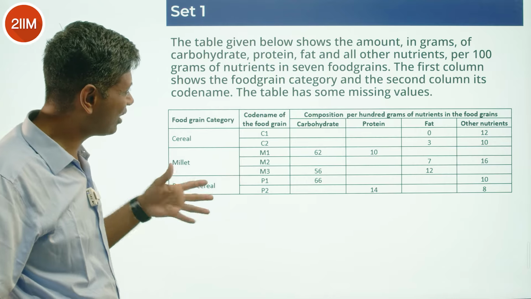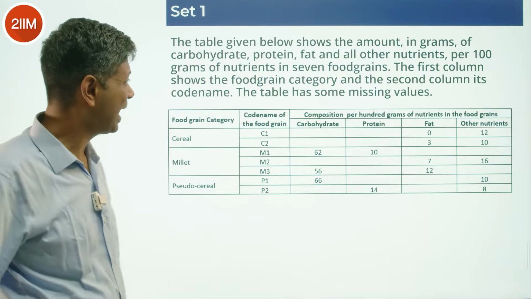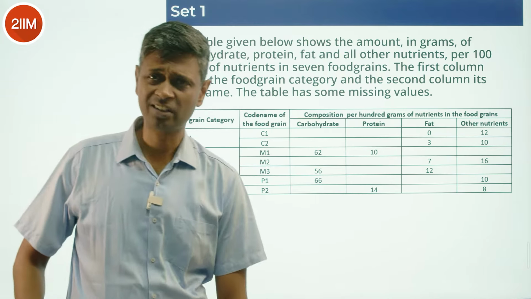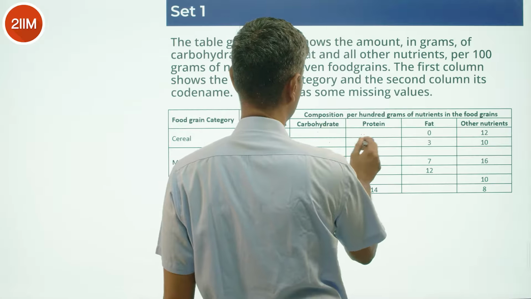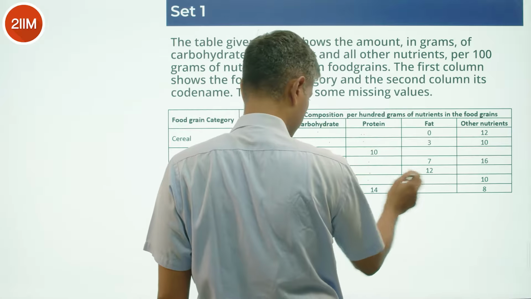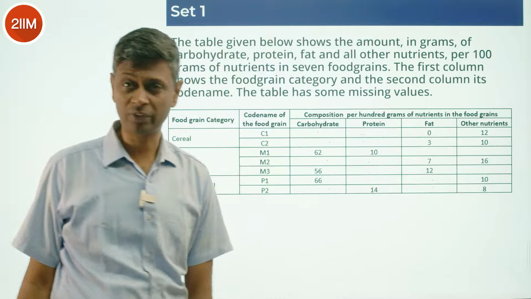Lovely. So I get a sense of how the data is presented and we have some missing values. Chances are the missing values are what we need to find. We fill everything up and then we answer a bunch of questions. There are going to be some constraints for finding these missing values.